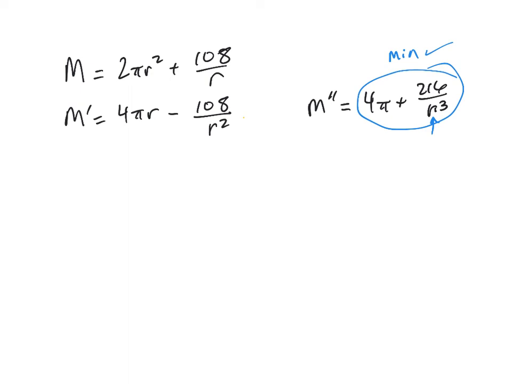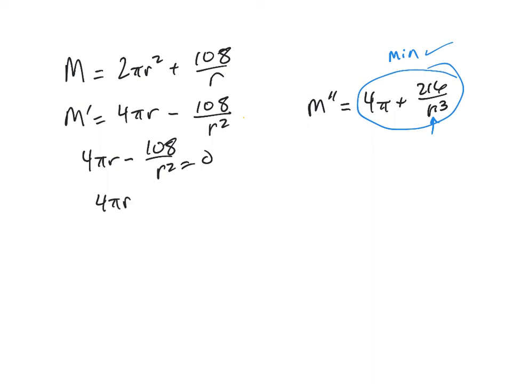To find the critical point, we have to set 4 pi r minus 108 over r squared equal to 0. Technically, we should also check for undefined values, but as you can see here, the only one is going to be r equals 0. And if r equals 0, we don't have a can anyway. So I'm really just looking for the solution to this equation.